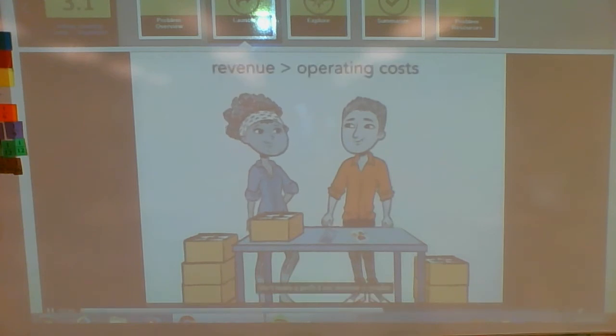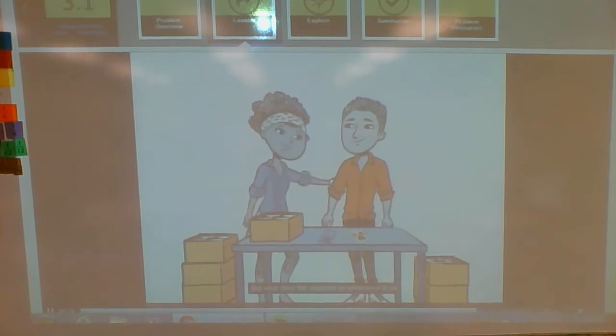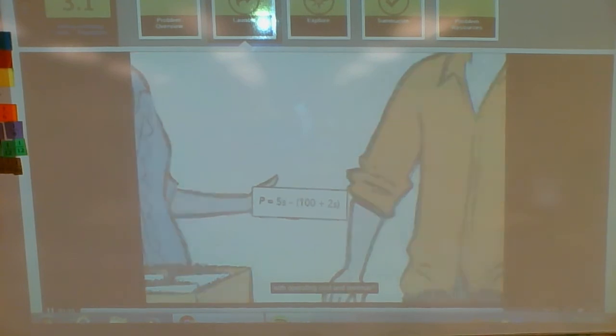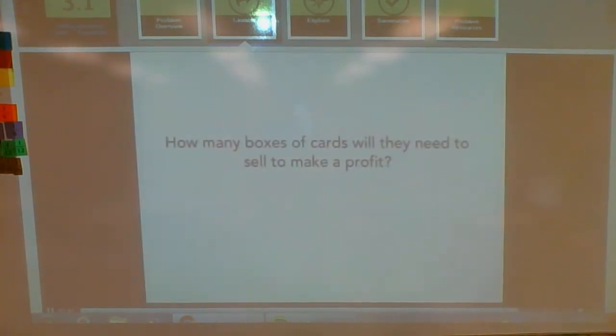We'll make a profit if our revenue is greater than our operating costs. So, we just need to find when our operating cost equals our revenue. Right, that's the break-even point. But what does this equation for profit have to do with operating cost and revenue? How many boxes of cards will they need to sell to make a profit?